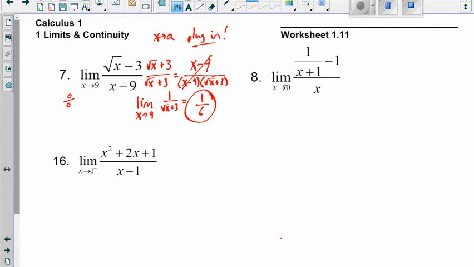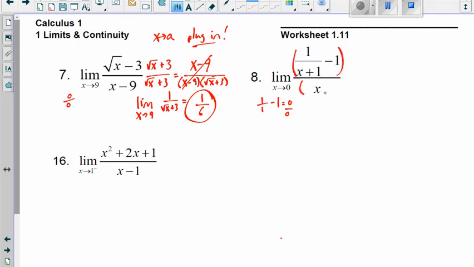So let's try it on number 8. Number 8, you plug in 1 over 0 plus 1 minus 1. Well, that is 0 over, the bottom is 0, 0 over 0. This doesn't factor. You can't use a conjugate. Just look at the problem and see how you could simplify it. There's a complex fraction here.